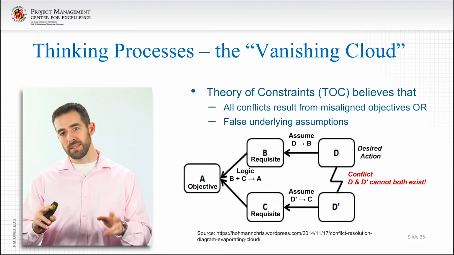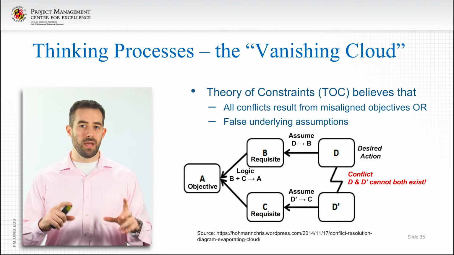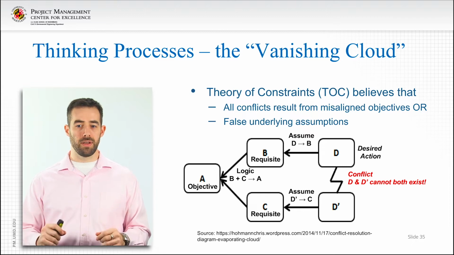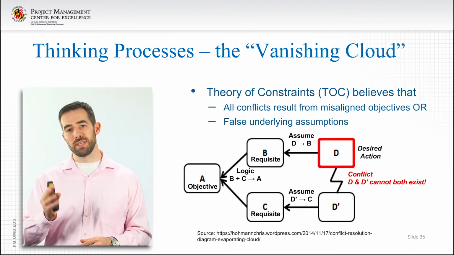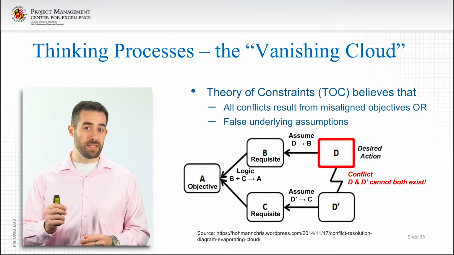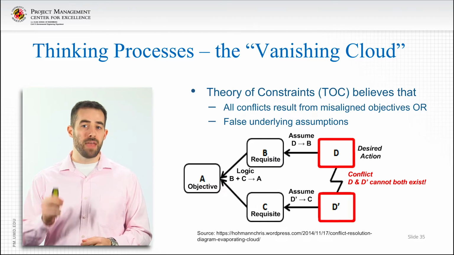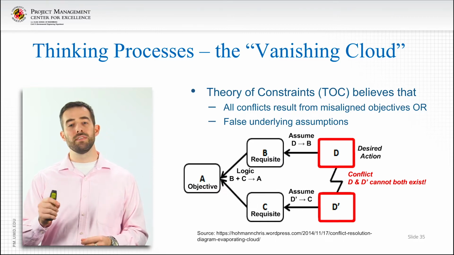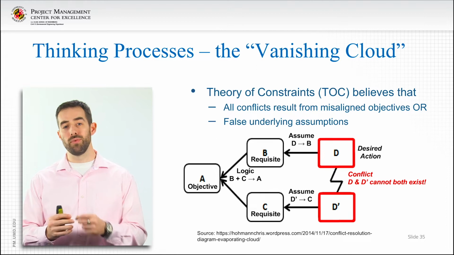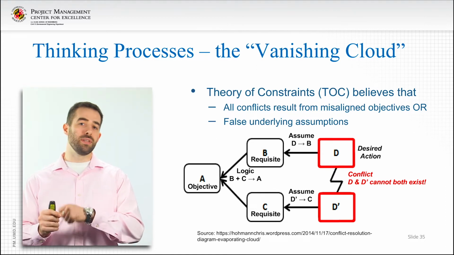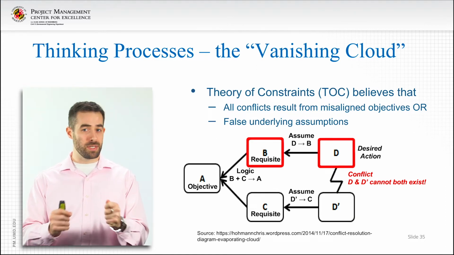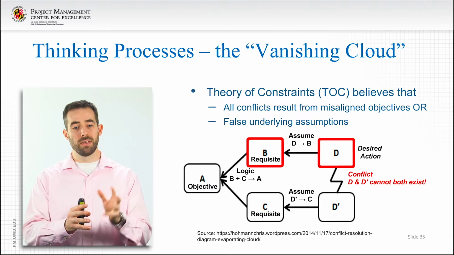This conflict is further elaborated in a technique that we call the Vanishing Cloud. Here we say that we have a desired action D and its opposite D prime. And the reason why we want to do them is because of the fact that we have an assumption that if we do D, then we're going to be able to get B, which is a requisite to getting A.